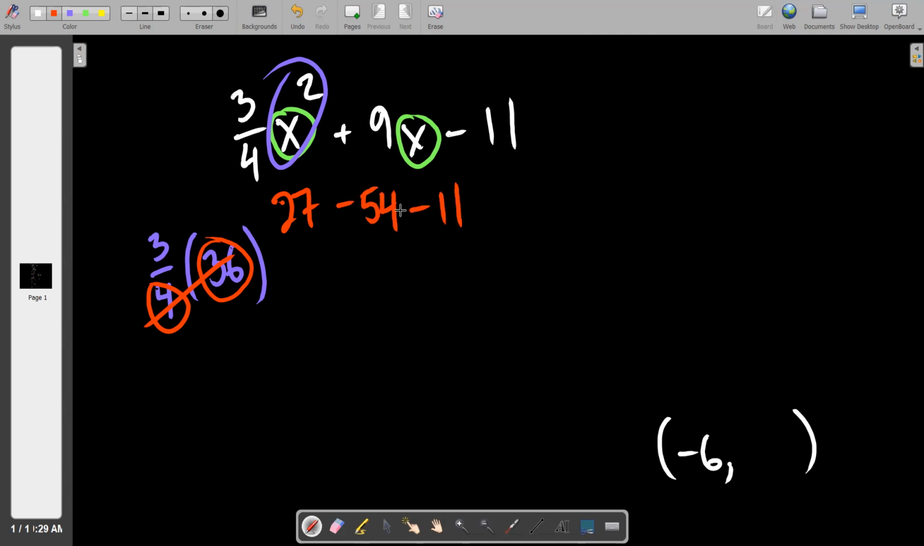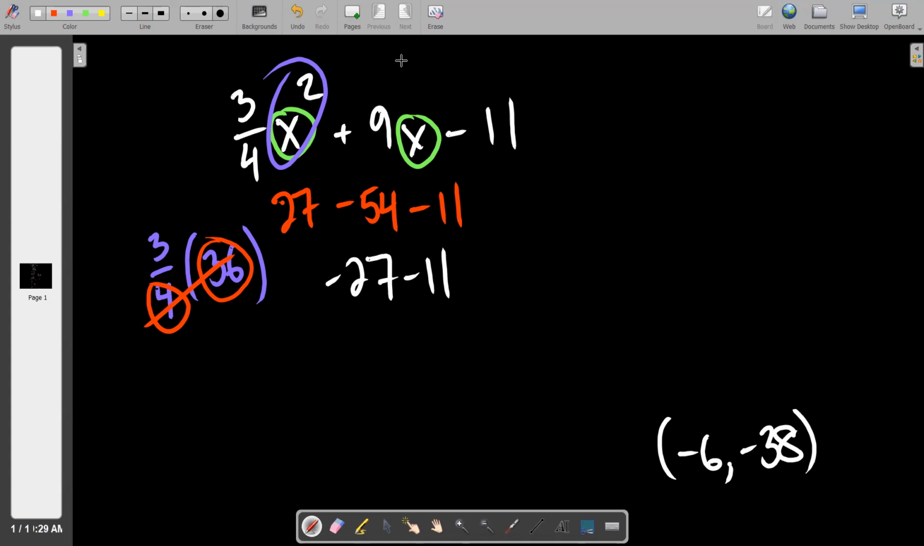-54. Take away 11. And this is not one I'd probably want you to graph, but I was just making it up. What's 27 minus 54? -27 minus 11 is, so this would have a vertex way down in quadrant 3, left 6, down 38. All right, you guys good on the process, the math?